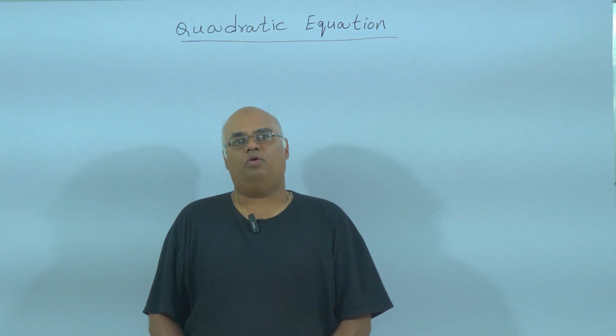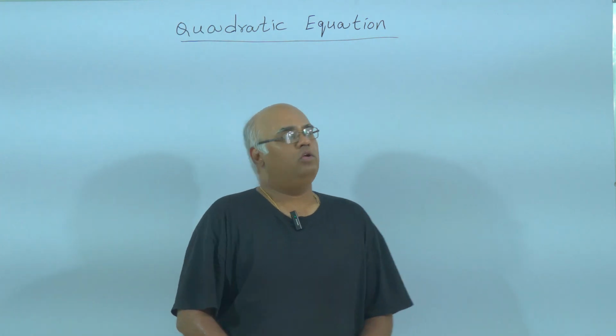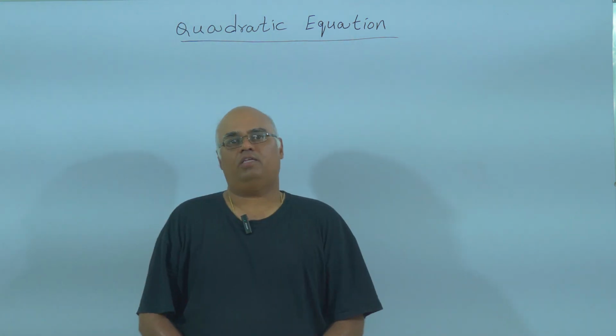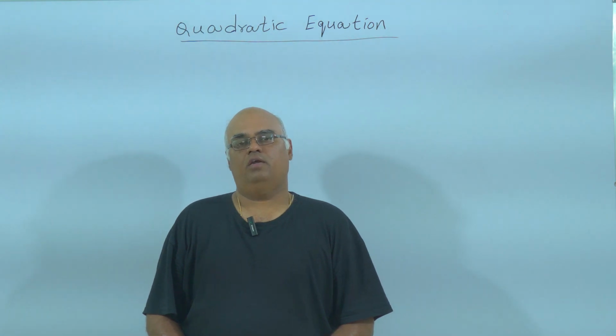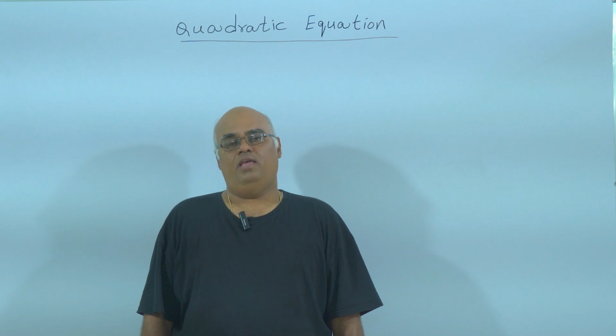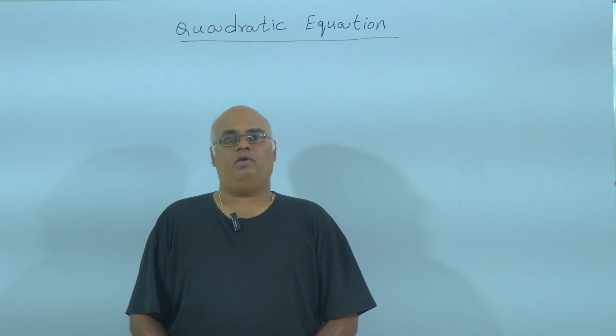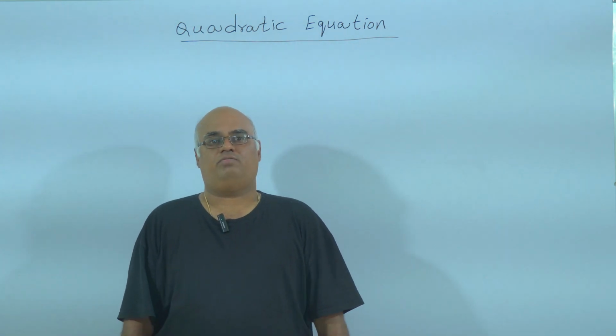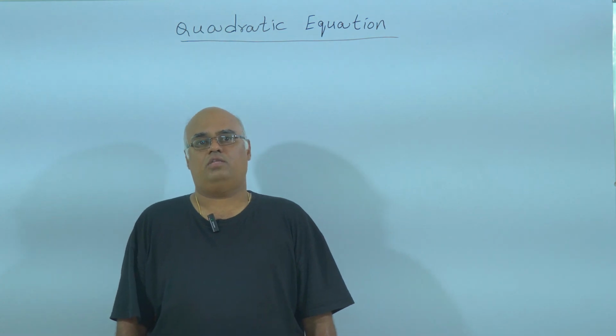In this session, I am going to give you an introduction to quadratic equations. Now let us see the definition of a quadratic equation. A polynomial which is equal to 0 is called an equation. For an equation to become a quadratic equation, it should satisfy two conditions. Now let us see what these conditions are.